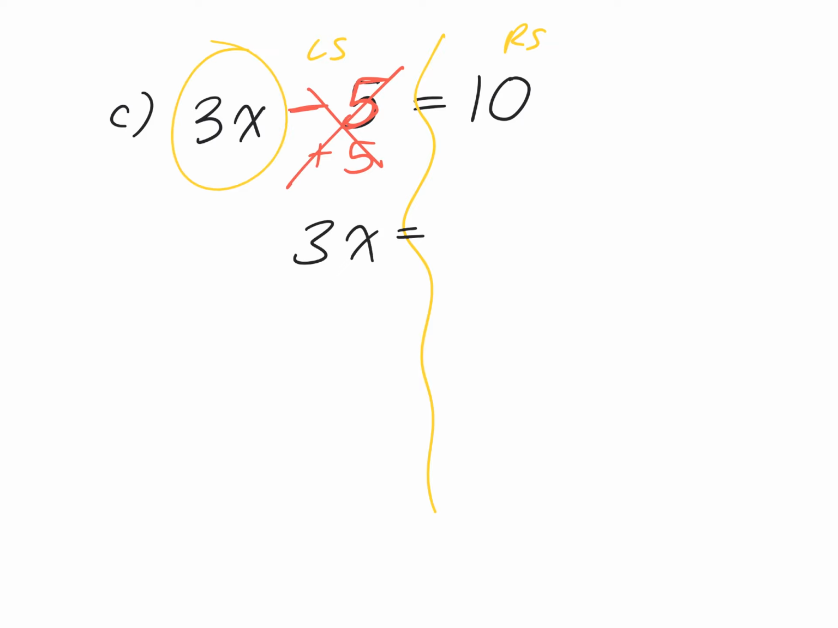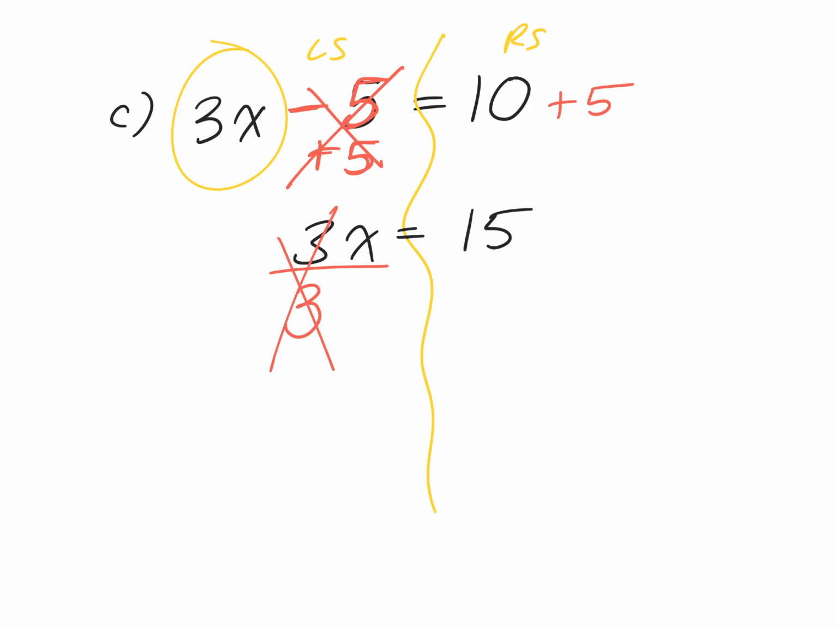So we have to do what on the right side? What did I do on the left side? 5. So I have to do that. I have to add 5 to the right side. What's 10 plus 5? Now what does this question say? 3 times x equals 15. What's the opposite of times? So I have to divide by what, Aisha?